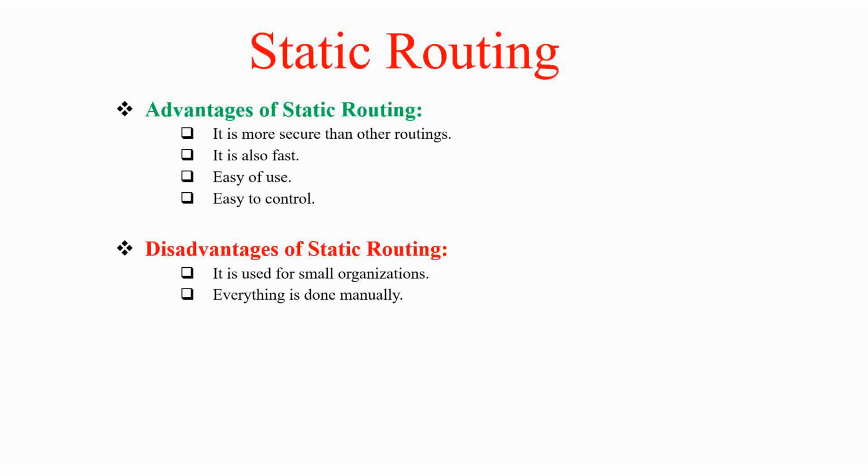Every task we do is done manually, so this will be bulky. Even if the network is down, the whole activity will be down, because what we set manually we have to reconfigure. So network changes affect the whole network. If there is a change in one network, it affects all the networks. So this is about the advantages and disadvantages of static routing.